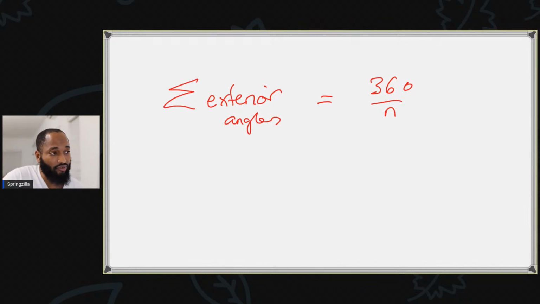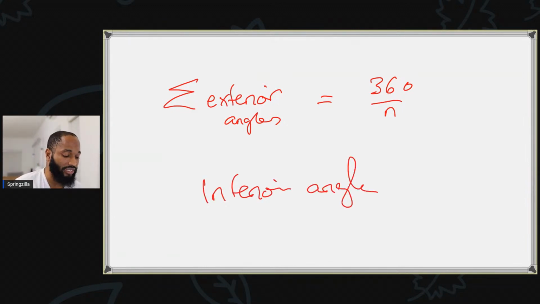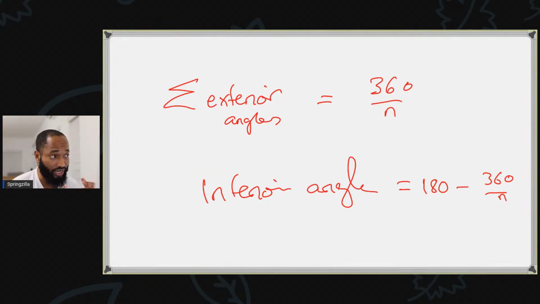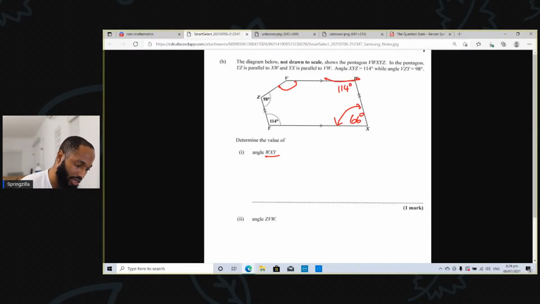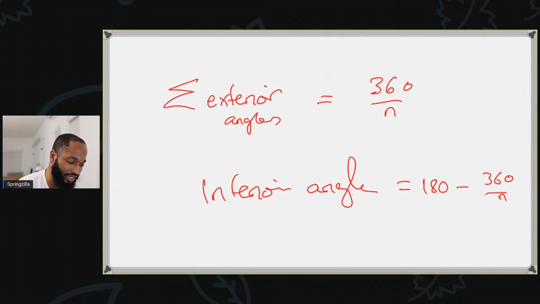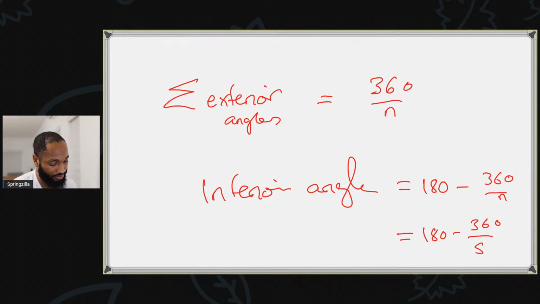So if you want to find the interior angle now, it will always be 180 minus the exterior angle, 360 divided by n. And that's how much one interior angle will be. So if it is a five-sided figure, and then you multiply that by whatever the number of sides is, if you know. So if it's a five-sided figure, 180 minus 360 over 5, how much is that?